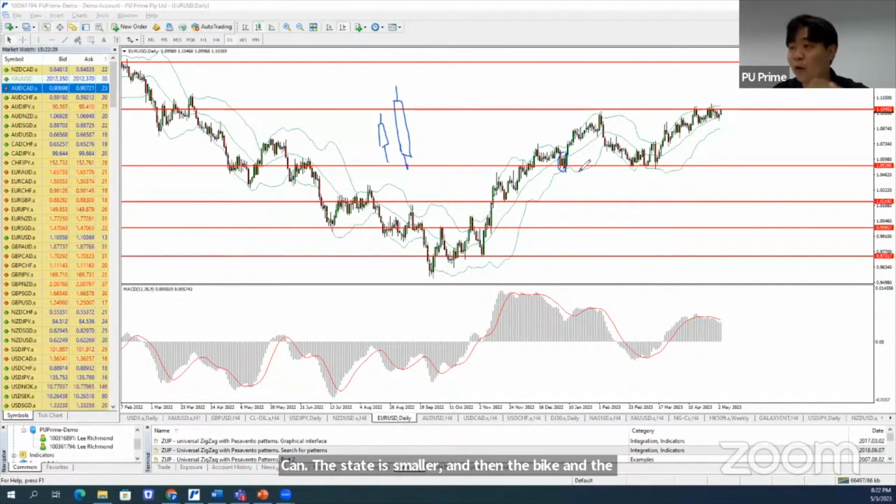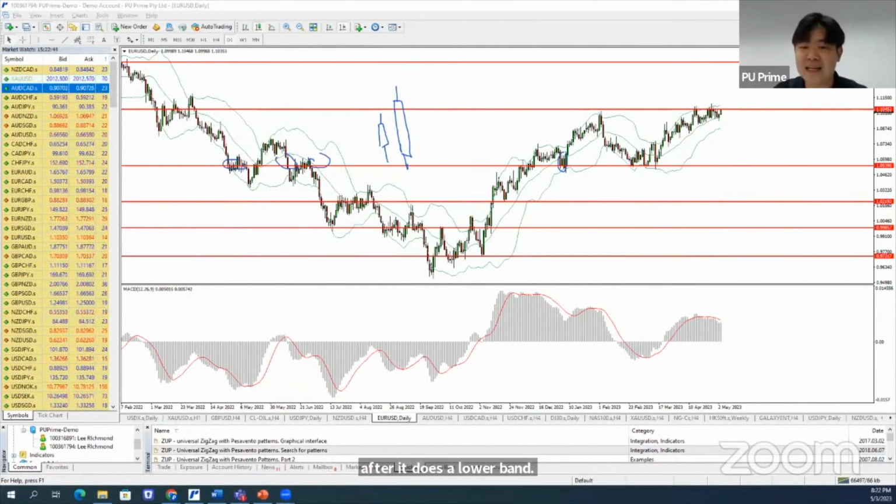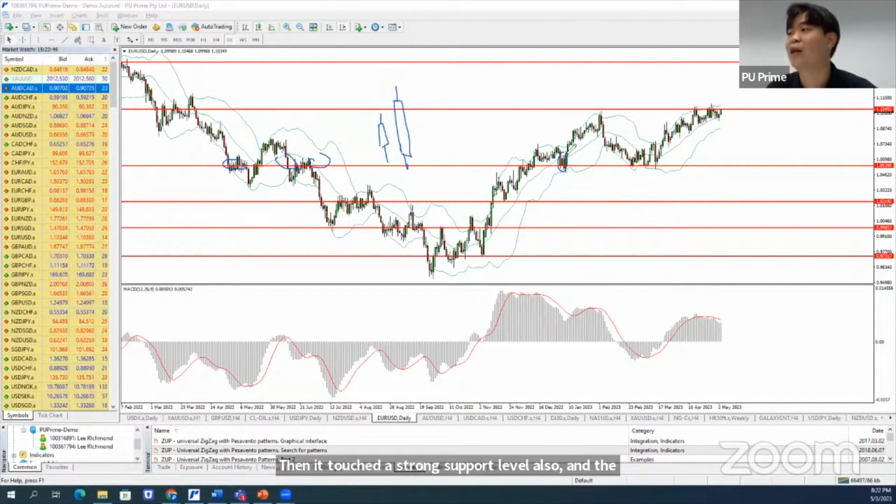So after you combine all these things, I repeat, Bollinger Band is just one of the indicators, but of course you can combine it with a lot of different indicators, better for you to trade. So you can see that after it touched the lower band, then it touched the strong support level also, and the candlestick has successfully formed a bullish engulfing candlestick. So overall trend starts to become positive.